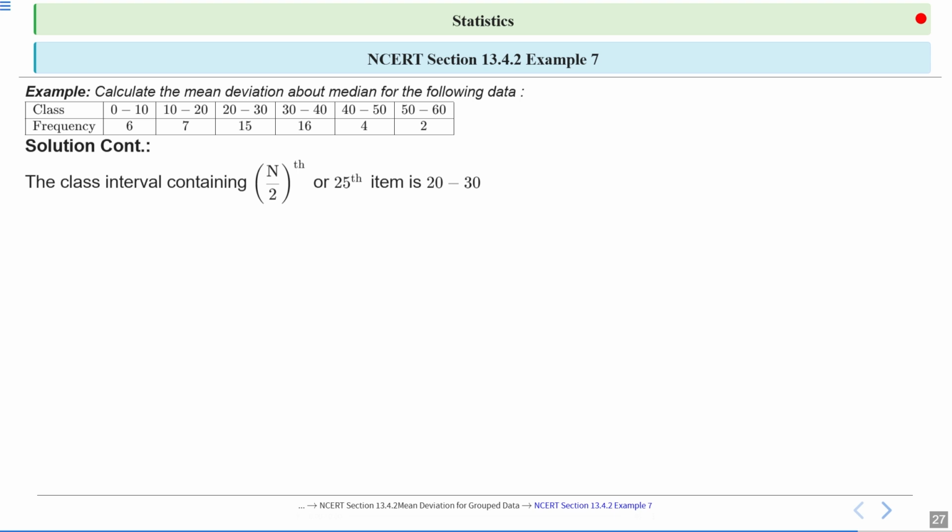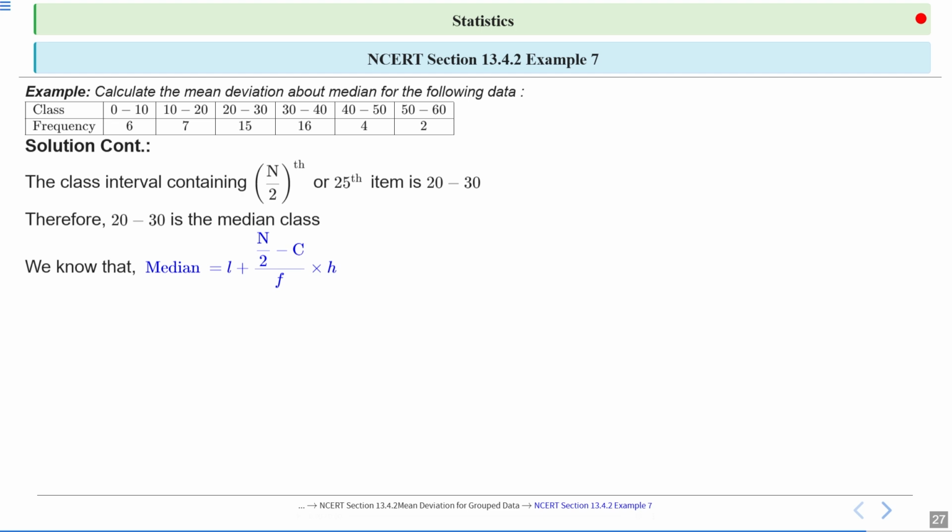First, let's identify the median class. To do this, we need to find the class interval that contains the n by 2th item. Here n is the total frequency, which is 50, so n by 2 is 25. The class interval that contains the 25th item is 20 to 30. Therefore, the median class is 20 to 30.